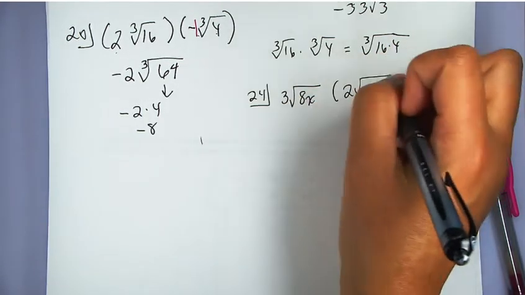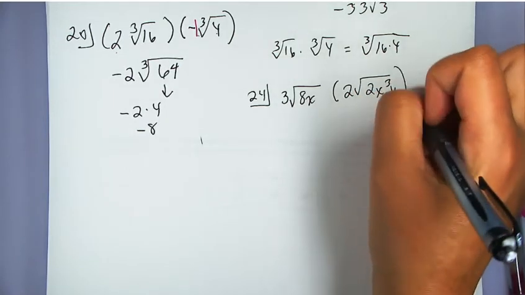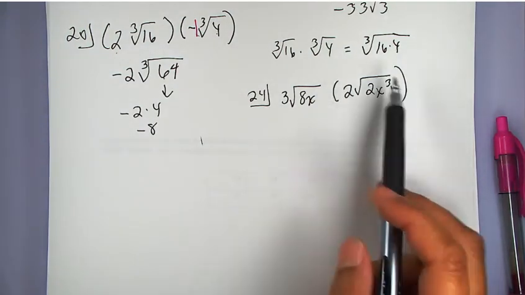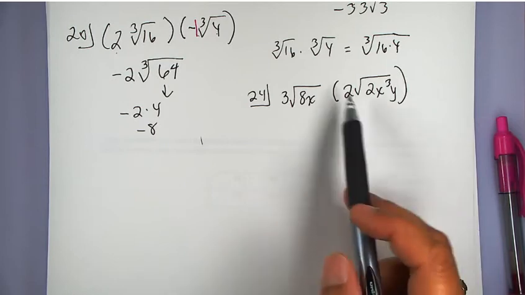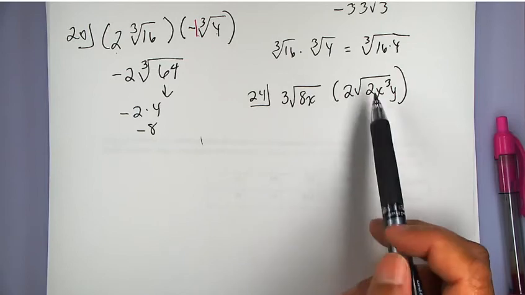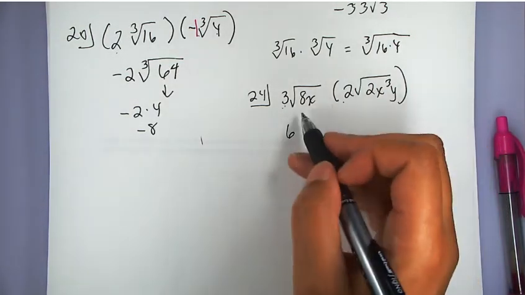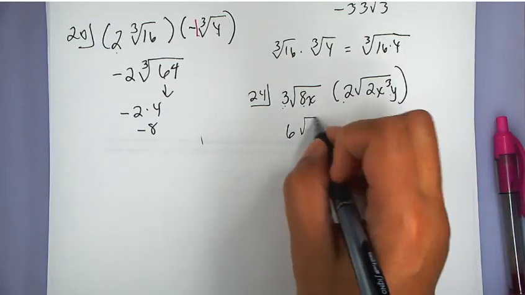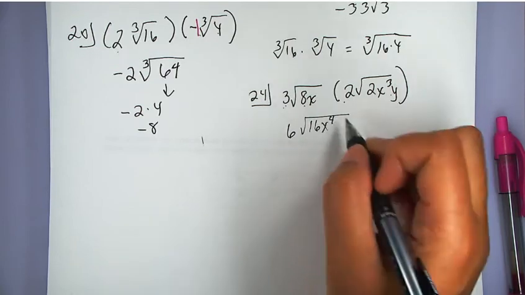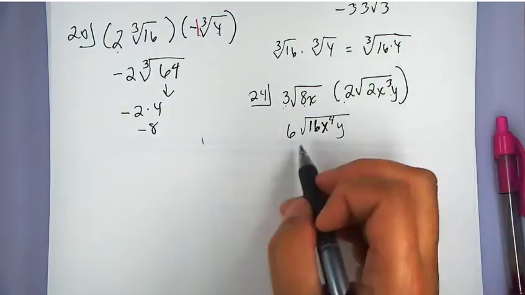Now let's take our square root. Square root of 16 is 4, so that becomes 6 times 4, times the square root of x to the 4th, which is x squared, and then we're left with the square root of y on the inside because this does not come out of the radical. The index is already lower, so it's already simplified. 6 times 4 is 24, so we end up with 24x squared, square root of y.